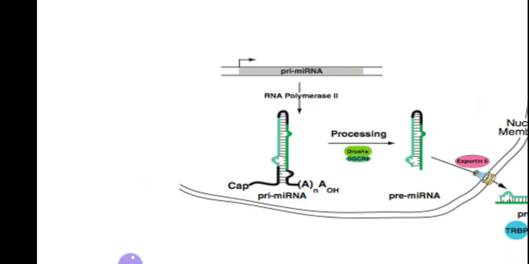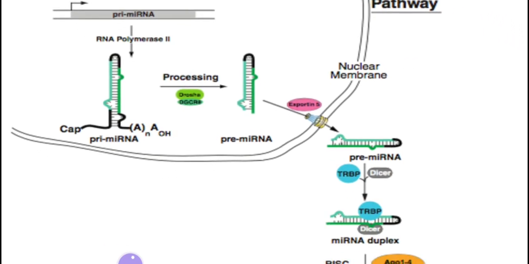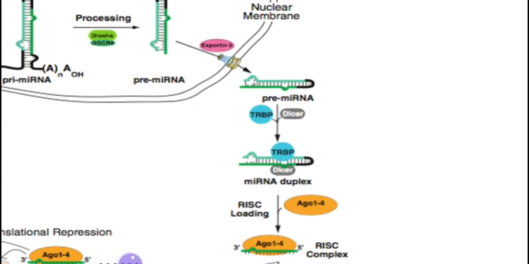Now this is the partially processed double-stranded RNA. It is exported out into the cytoplasm by the nuclear pore with the help of exportin 5. This pre-miRNA is further trimmed by the action of the heterodimeric nuclease Dicer protein.